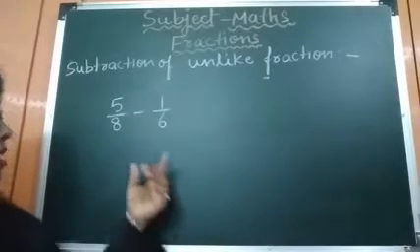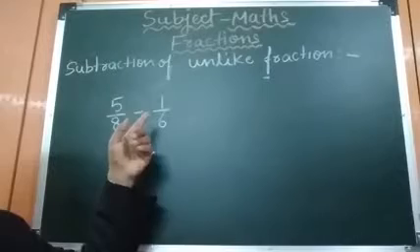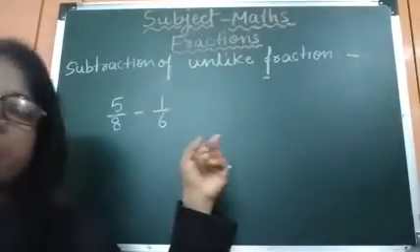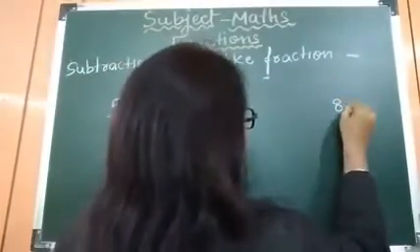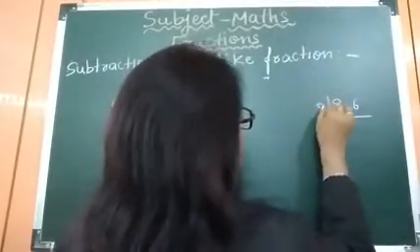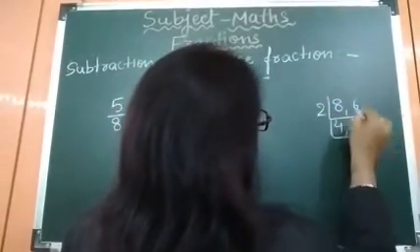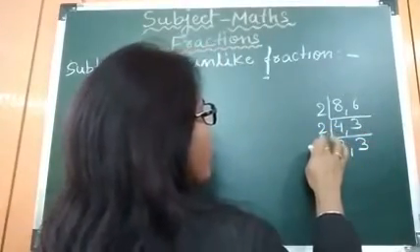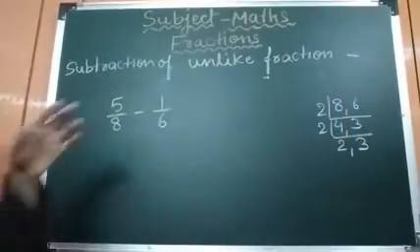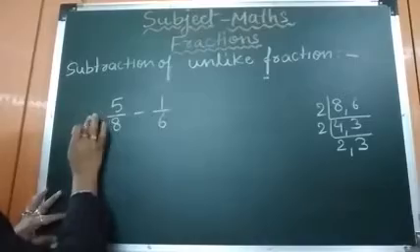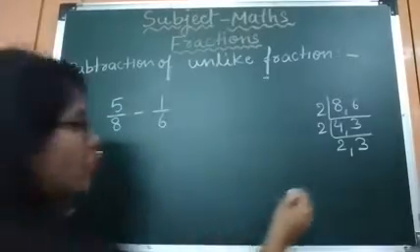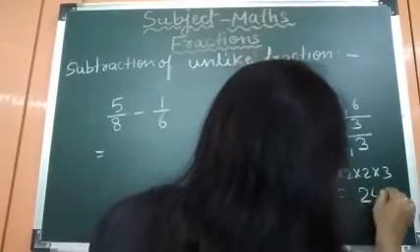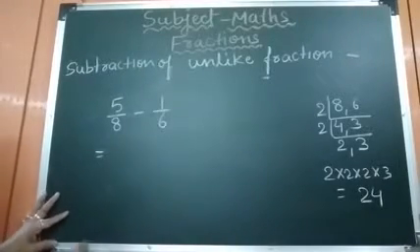Subtraction of unlike fractions. Here I have taken one example, 5 upon 8 minus 1 upon 6. So here again we will find the LCM of 8 and 6. If you find the LCM of 8 and 6, just check what is coming. 2 4s are 8, 2 3s are 6. Now 2 2s are 4 and 3. So 3 2s are 6, 6 2s are 12, 12 2s are 24. So what we will do, we will simply make the denominator 24. Here 2 multiplied by 2 multiplied by 2 multiplied by 3, that is 24.